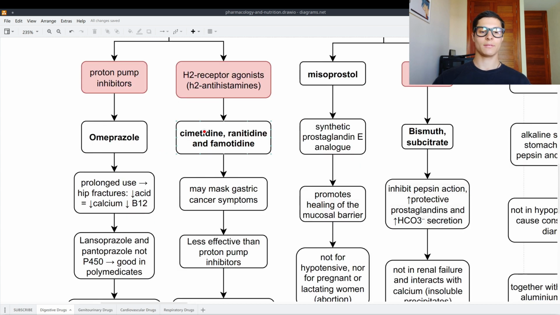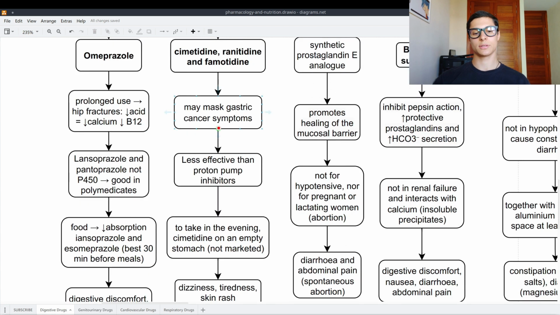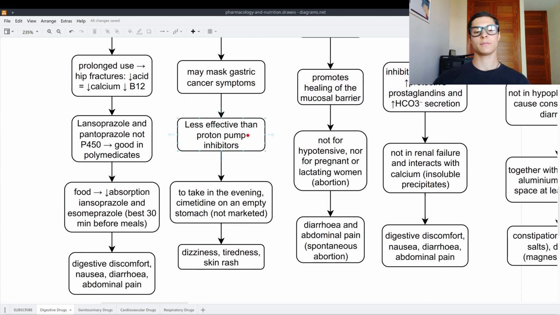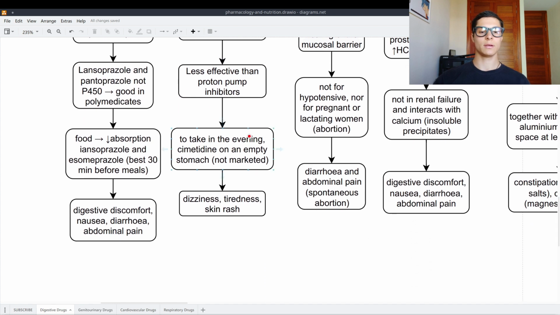On the other hand, we have the cimetidine, ranitidine, and famotidine, which are H2 receptor antagonists. They may mask the gastric cancer symptoms, and they are less effective than the proton pump inhibitors. These are meant to be taken in the evening, and cimetidine on an empty stomach. Cimetidine is not marketed in Spain though. They can create dizziness, tiredness, and skin rash.